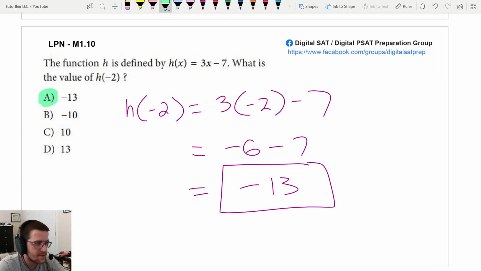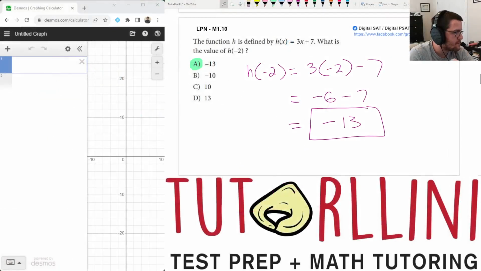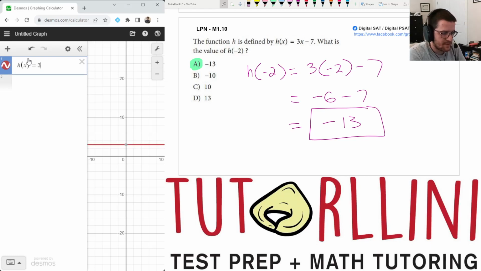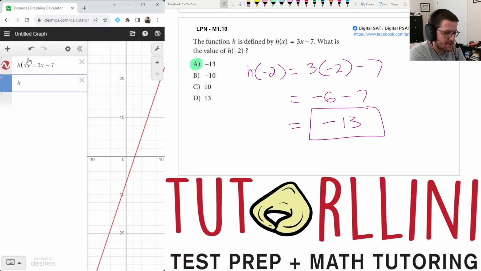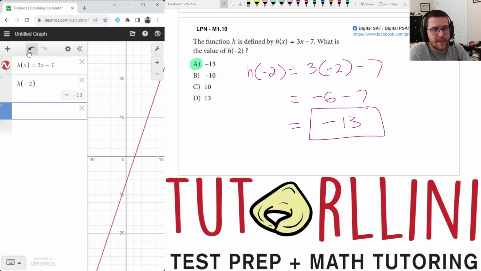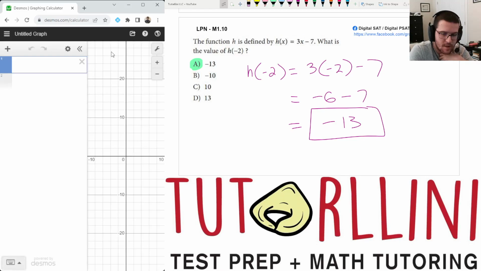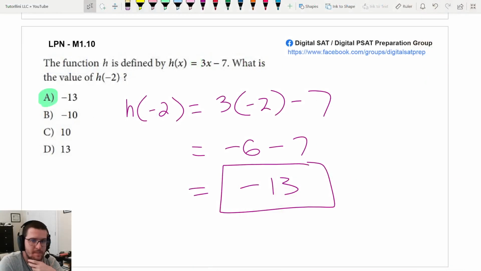And of course, we could also do this on Desmos. So h of x equals 3x minus 7, and then h of negative 2, we get negative 13. So that is super, super helpful. Make sure you know how to do that on Desmos as well, because it might save you a little bit of time on a harder question. All right, let's come back over here.